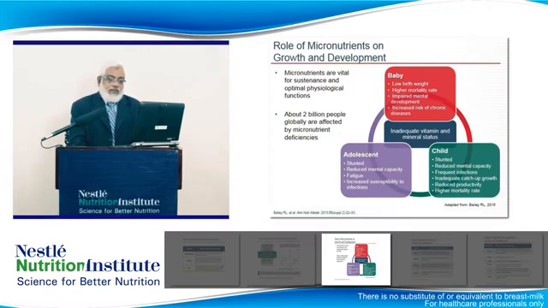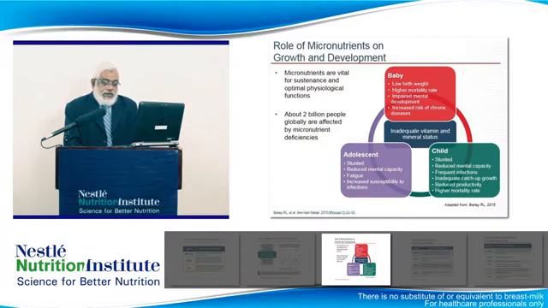Micronutrients are vital for sustenance and optimal physiological functions. About 2 billion people globally are affected by micronutrient deficiencies. In babies, it causes low birth weight, higher mortality rate, impaired mental development, and increased risk for chronic diseases.